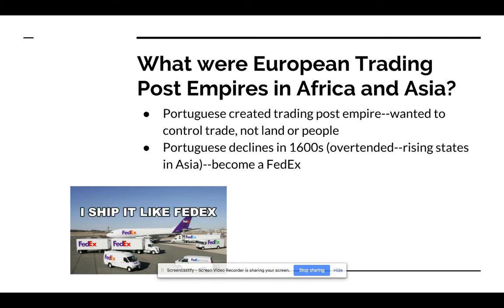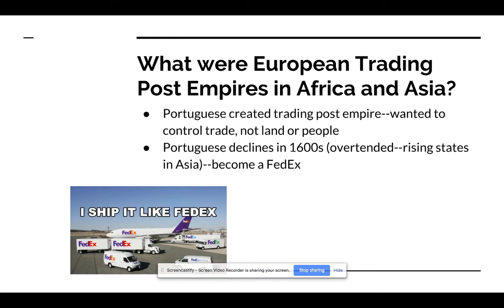So as a result of this, the Portuguese would become more like a FedEx. What I mean by this is the Portuguese couldn't dominate Indian Ocean trade, so they gave up. They became heavily involved in moving Asian trade goods to Asian ports, right? So simply serving as a shipping merchant between different empires. They sold their shipping services. They were always outnumbered by Asian traders, and this is more than likely simply because of the geographic area.